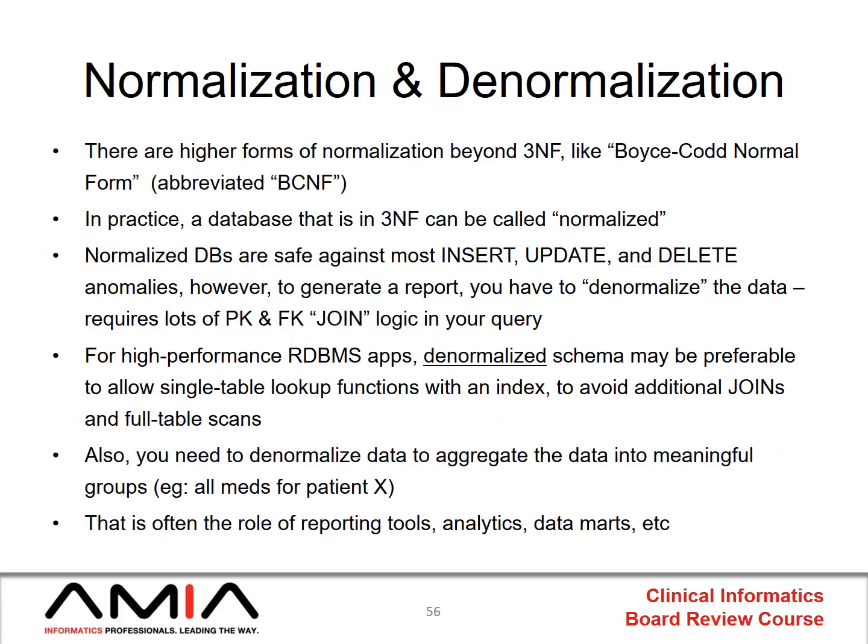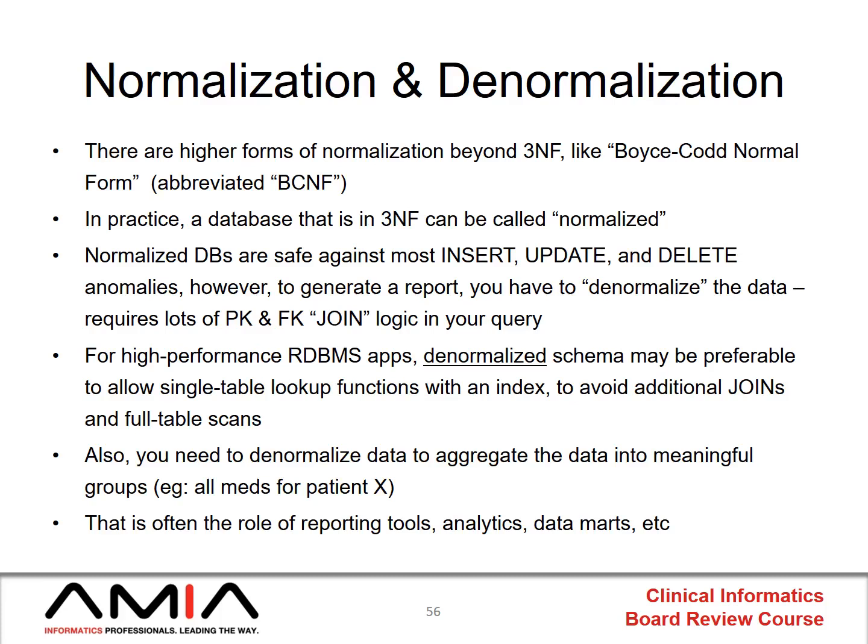There are technically higher forms of normalization. There's one called Boyce-Codd normal form, which is abbreviated BCNF. It's sort of the holy grail. It's above third normal form. But in practice, a database that's in third normal form, 3NF, can be called normalized. And they're safe against most insert, update, and delete anomalies.